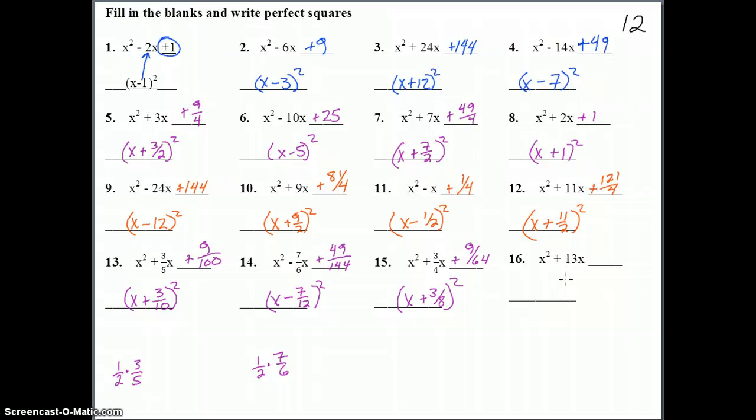And then the final one, 13 divided by 2 is 13 halves. Squared would be 169/4. Aren't we glad we memorized 13 squared? So we get x plus 13 halves altogether squared.